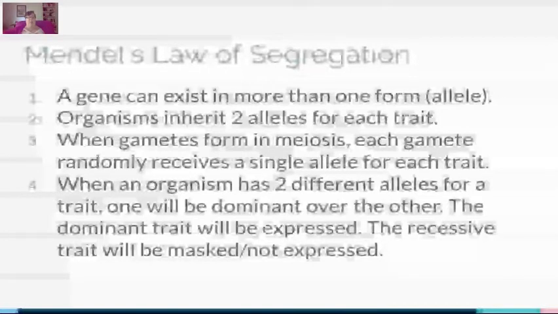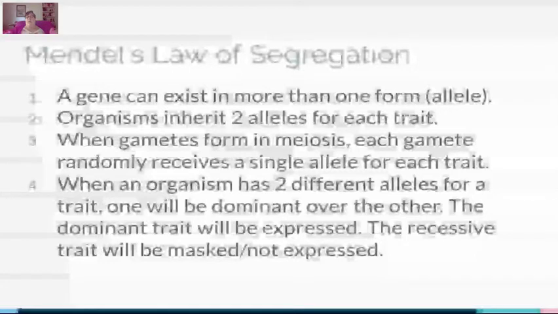Next, an organism will inherit exactly two alleles for each trait, one from each of its biological parents. This happens because of the third point, when gametes, or sperm and egg, form during meiosis. Each of those gametes will randomly receive an allele for every trait, for every gene that it has. Finally, the ultimate trait that an organism will have depends on which alleles it gets. When there are multiple alleles, some of those alleles will be dominant over others. So the dominant trait will always be expressed. A recessive trait would only be expressed if the dominant trait isn't around.